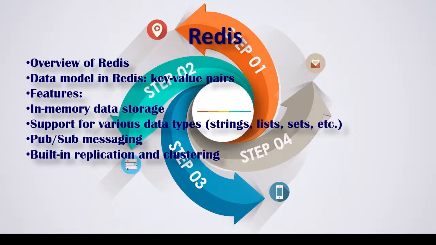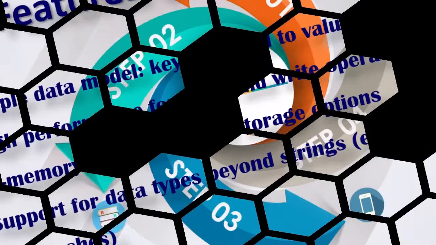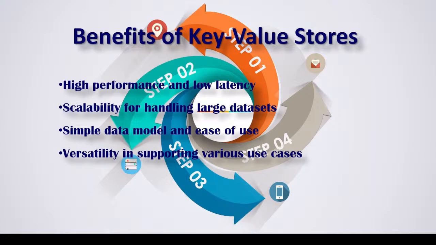Built-in replication and clustering. Simple data model, with keys mapped to values. High performance for read and write operations. In-memory and disk-based storage options. Support for data types beyond strings, e.g. lists, sets, hashes. High performance and low latency. Scalability for handling large datasets. Simple data model and ease of use. Versatility in supporting various use cases.